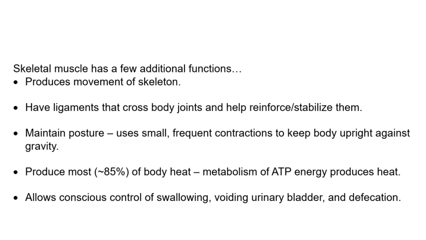In adult humans, they produce most of the body heat, around 85% or so. The metabolism of ATP energy produces heat, which warms the body and maintains temperature homeostasis.